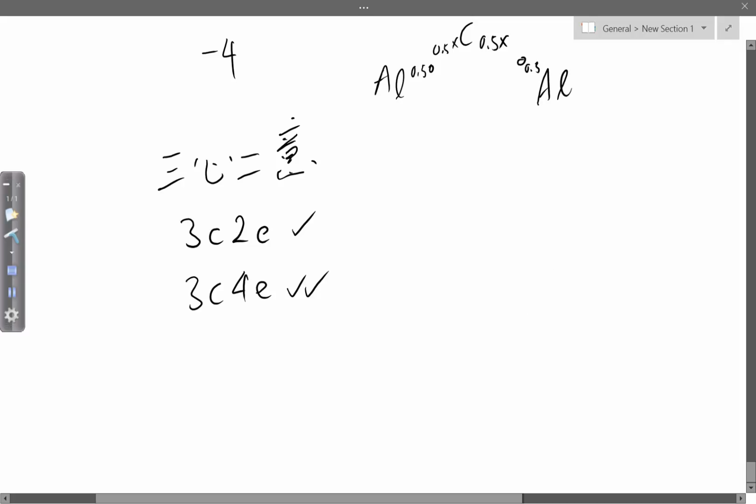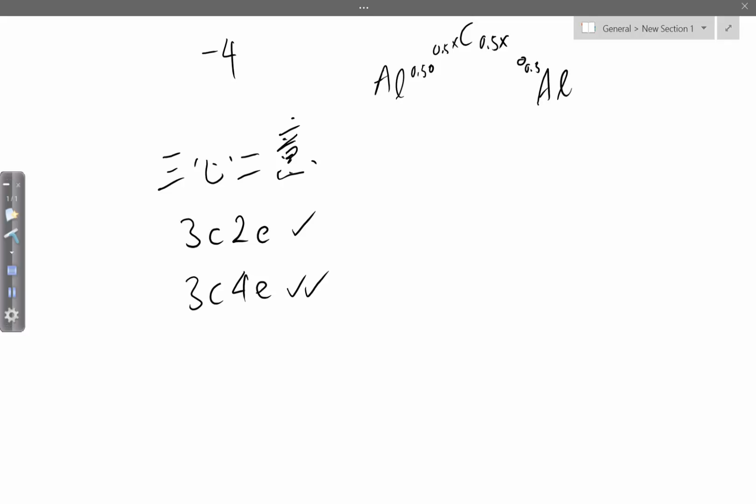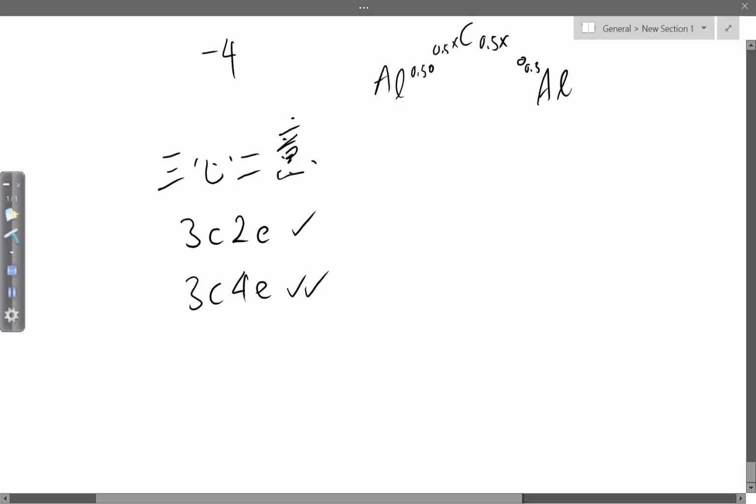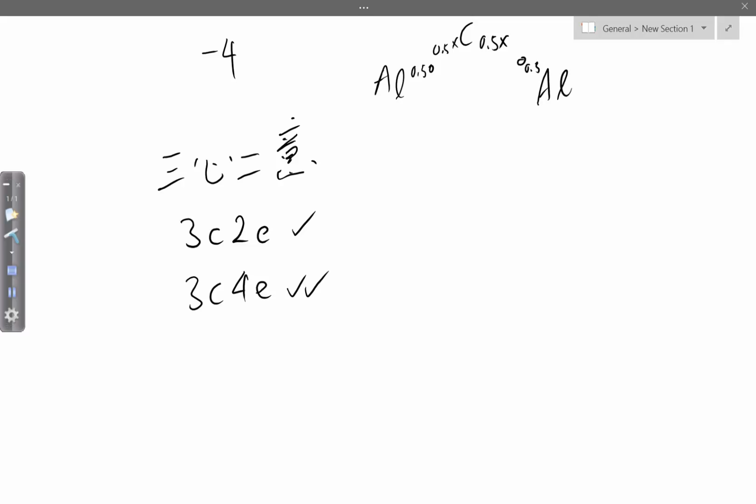So part 3. We don't have an electron, is it considered? Not really half an electron, but there's only 1 electron here, 1 electron here. Half from this, half from this.